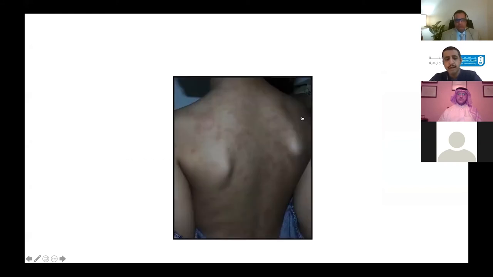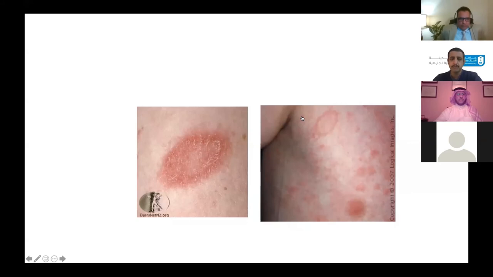The patient looks well coming with this. We are seeing it mainly in school age. This rash appears small, then starts to erupt more and more. That is the characteristic of this rash. So what you can see, what are you thinking of?